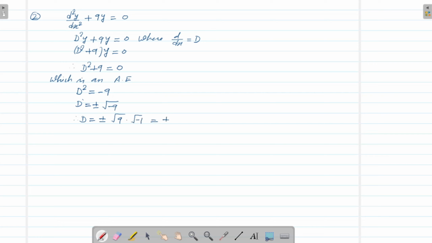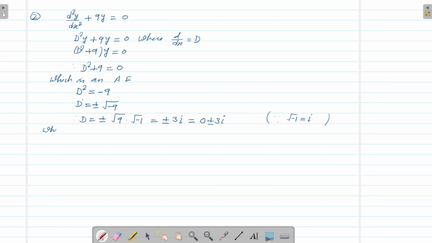If you solve this, it gives plus minus square root of 9 is 3, and square root of minus 1 is i. Since square root of minus 1 equals i, where i means iota, a complex number. So this can be written simply as 0 plus minus 3 iota. Which is the distinct complex root?